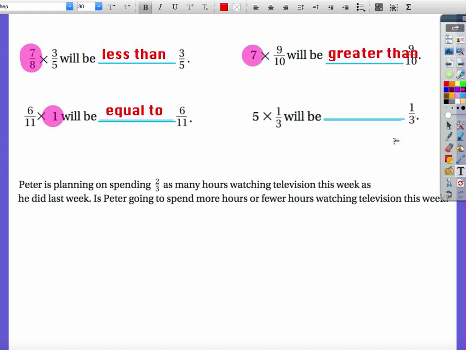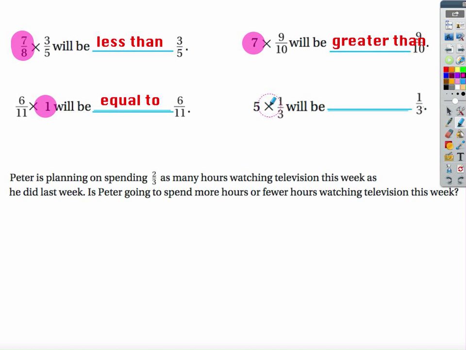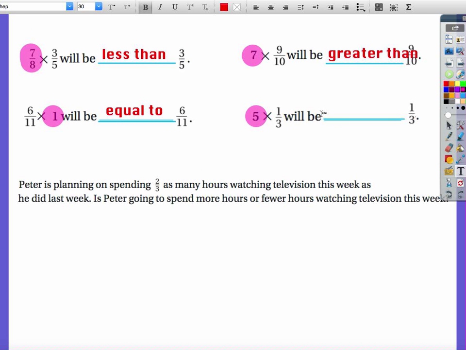Now on this one we have 5 times 1/3 will be what to 1/3? Well, if I look at that, what are we multiplying 1/3 by? 5. Is that less than 1, bigger than 1, or equal to 1? It's bigger. So 5 times 1/3 will be greater than 1/3. Let's take a look at a story problem here.